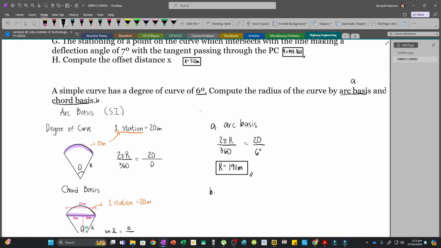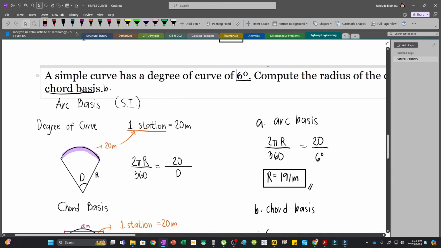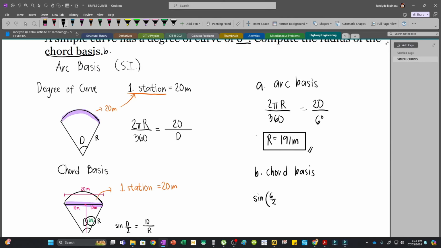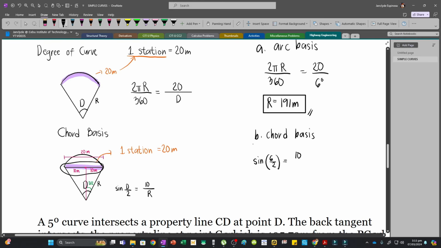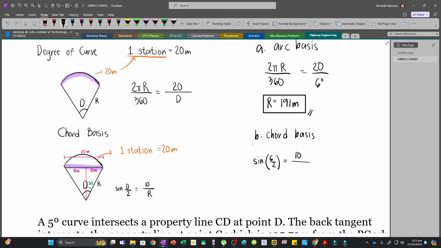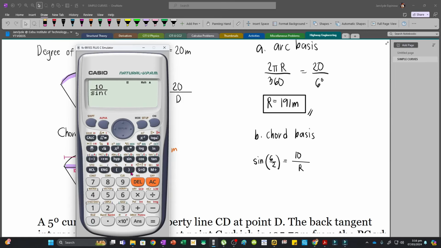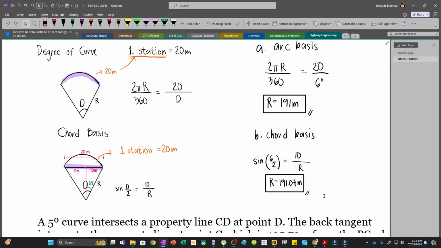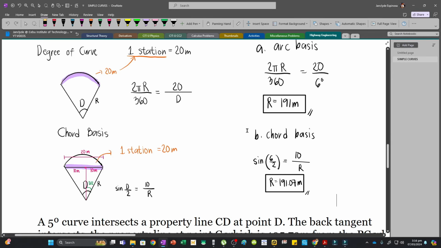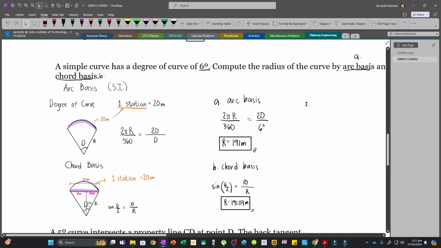And then by chord basis, we have the following relationship. Sine of the degree of curve, 6 degrees, divided by 2, which is essentially this angle, is equal to the opposite side, which is 10 meters, because one station is 20 and we are dividing it by 2, divided by our radius, which is the hypotenuse. Solving r, we have 10 divided by sine of 6 over 2, or 3 degrees, which gives us 191.07. As you can notice, the difference is just negligible. But for some values of the degree of curve, this will actually constitute some changes. So be careful when solving problems if the radius of the curve is to be computed by a specific basis.